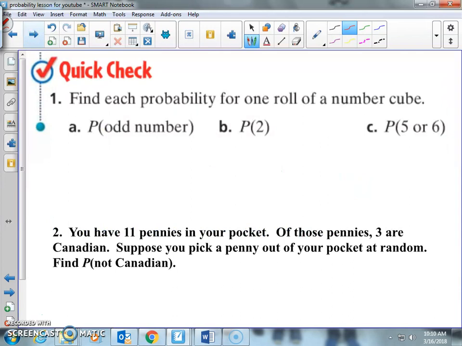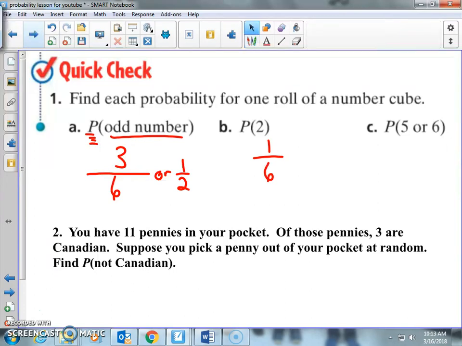So here they want us to find the probability for 1 roll of a number cube. So in letter A, probability of an odd number. Let's see, odd number. The odd numbers on a regular die are 1, 3, and 5. So there are 3 ways to get what I want. And if I'm rolling a number cube, there are 6 possibilities. So the probability is 3 out of 6. Or if you'd like to simplify, we know that's 1/2. Probability of rolling a 2. Well, there's only one way to get a 2 out of 6 possibilities.